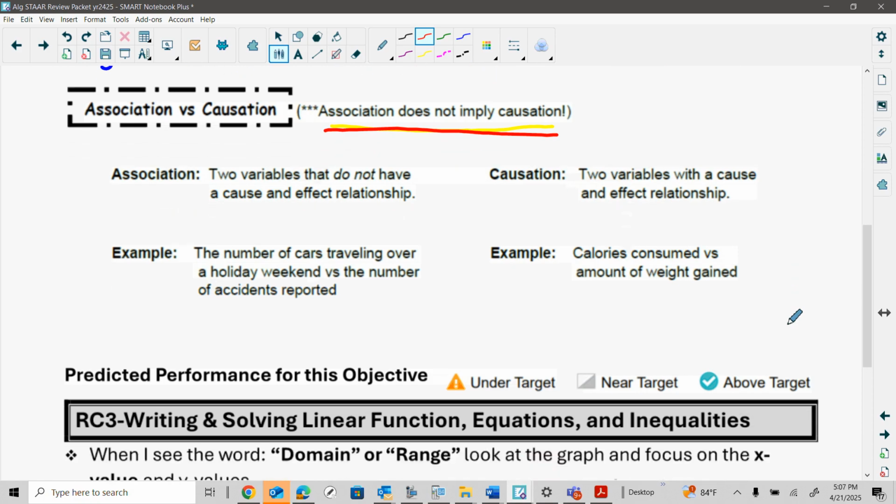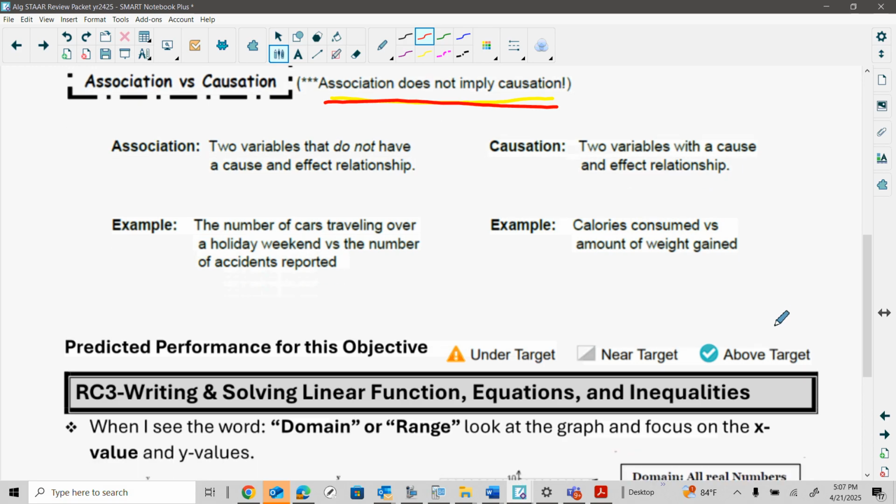We're going to move into RC3. RC2 and 3 is where most of your questions are going to be. So there's a lot, I guess, in these two sections.